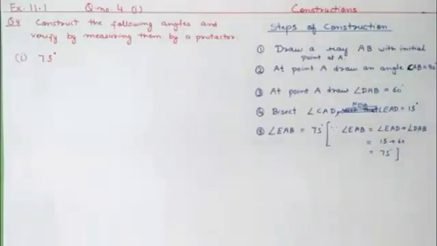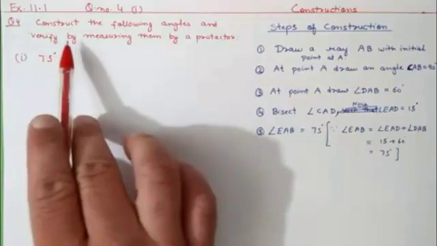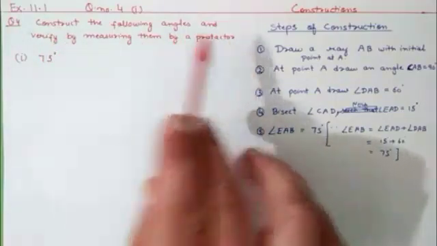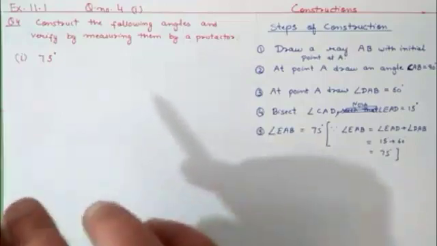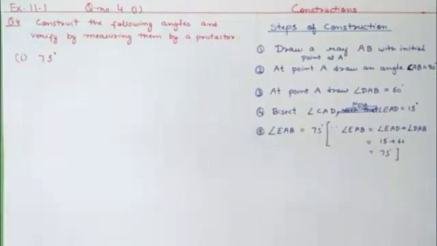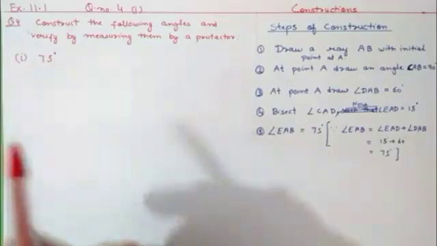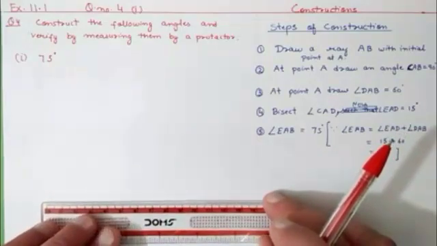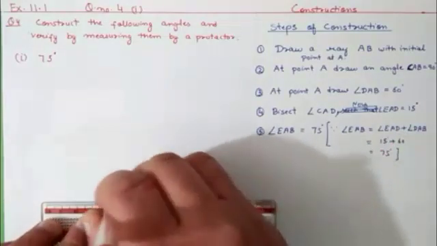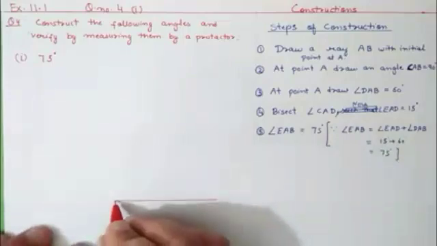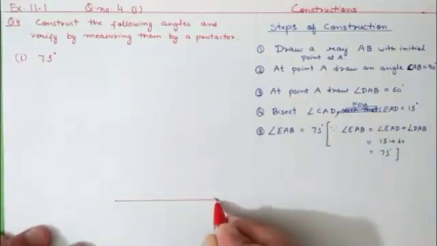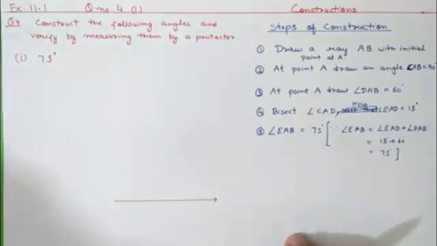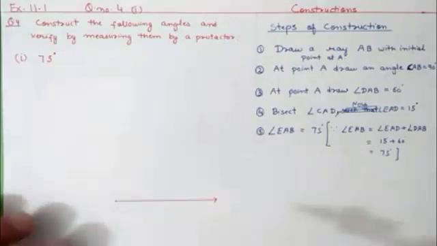Now we are going to study question number 4. Construct the following angles and verify by measuring them by a protractor. In that, the first one is to draw 75 degree. For drawing 75 degree, what we have to do is, first we will draw a ray AB as we usually do for all the sums. Draw one ray AB. Okay, then taking one initial point, draw a ray AB. So we have done that over here.